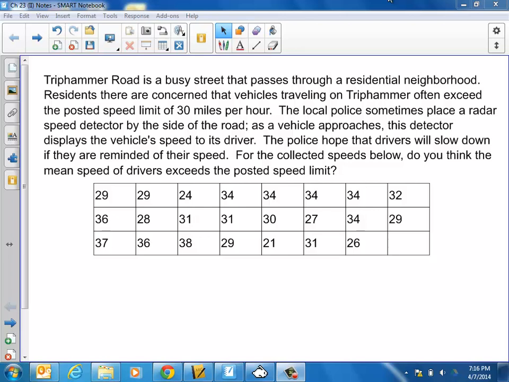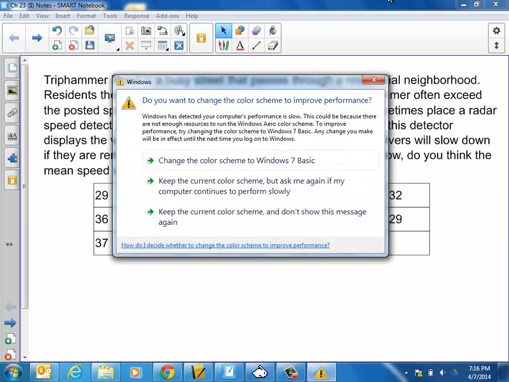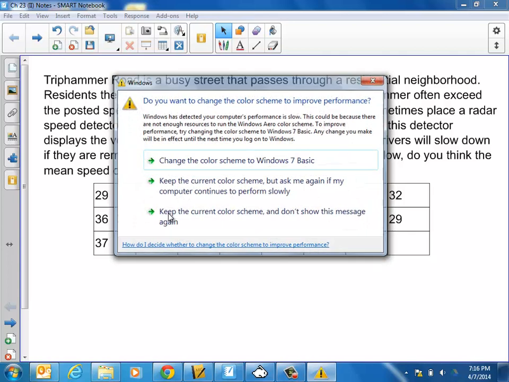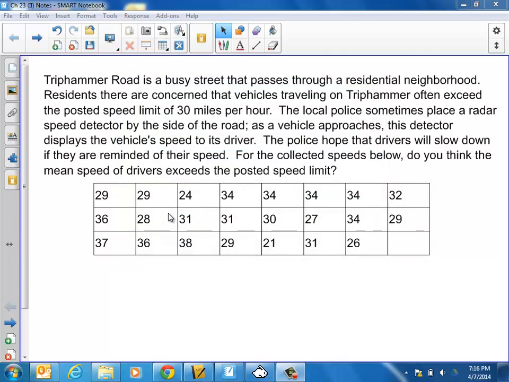Trip-Hammer Road is a busy street that passes through a residential neighborhood. Residents there are concerned that vehicles traveling on Trip-Hammer often exceed the posted speed limit of 30 miles an hour. The local police sometimes place a radar speed detector by the side of the road. As a vehicle approaches, this detector displays the vehicle's speed to its driver. The police hope that drivers will slow down if they are reminded of their speed. For the collected speeds below, do you think the mean speed of drivers exceeds the posted speed limit?